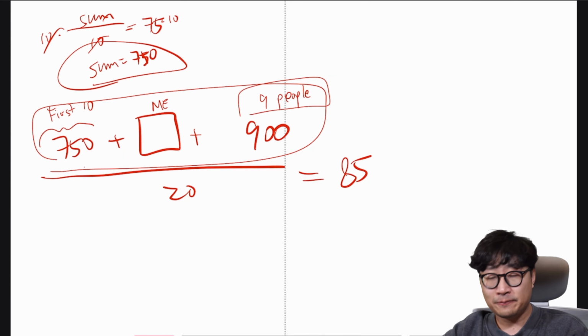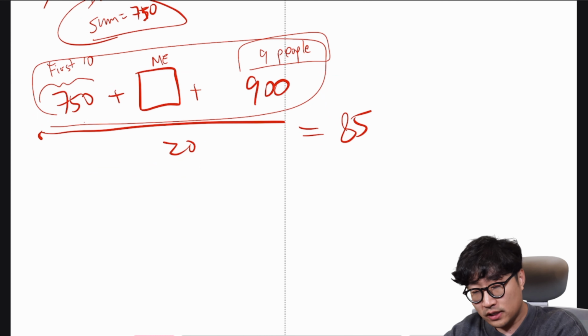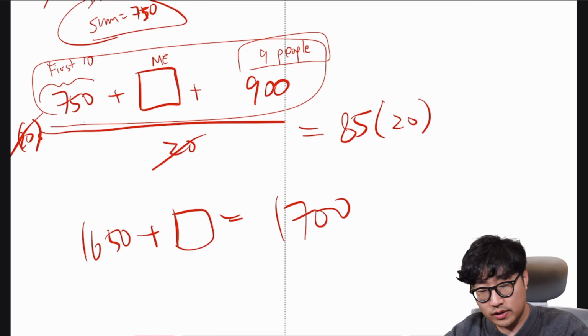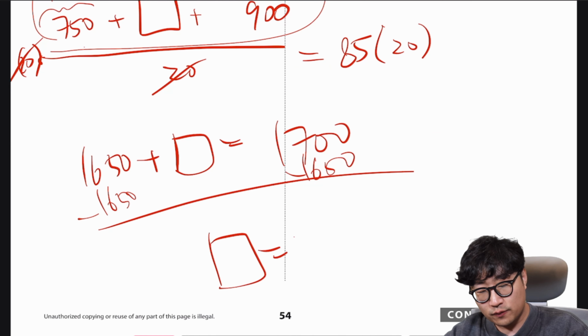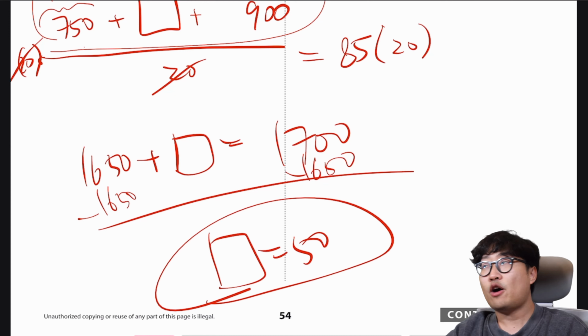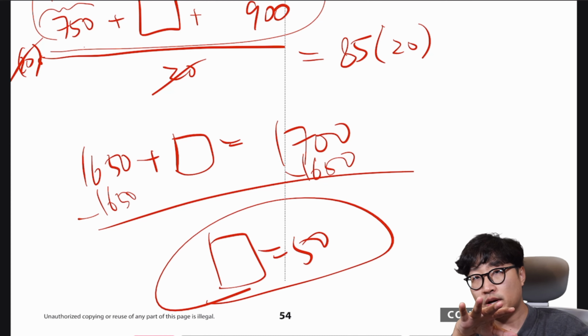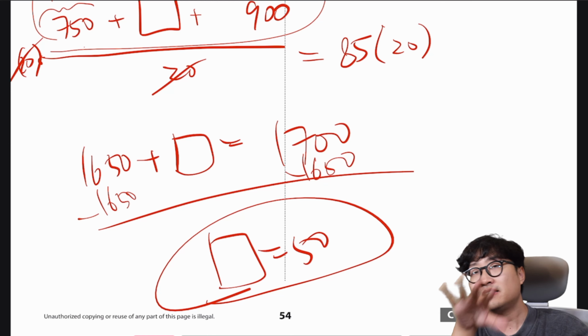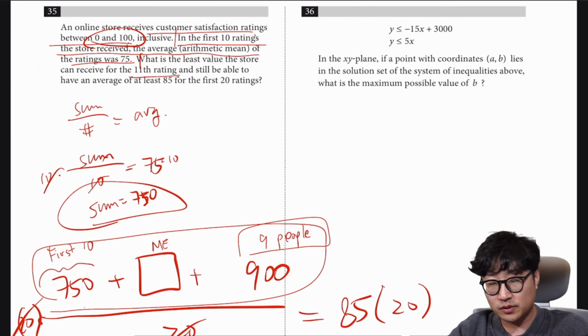Does this make sense to everybody? So first of all, let's multiply by 20 on both sides. Cancel. So 1650 plus box is equal to 1700. Go ahead and subtract 1650 on both sides, and there you go. Box is equal to 50. Meaning, if all 9 of you can get all 100s, and the 10 people already got 750 in total, we can't do anything about those 10 people. If all 9 of you do 100 out of 100, I can do as badly as 50 out of 100, and we'll still have 85 as the team average overall. That's basically what the question was saying.